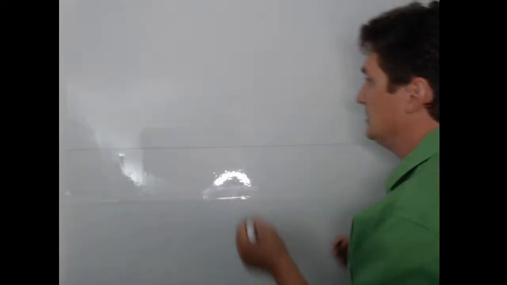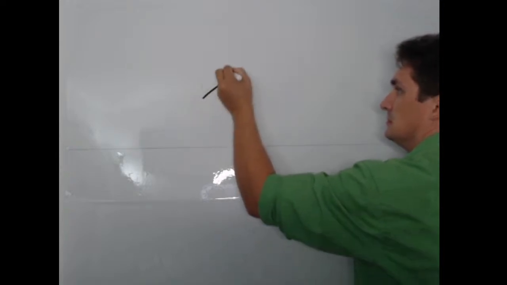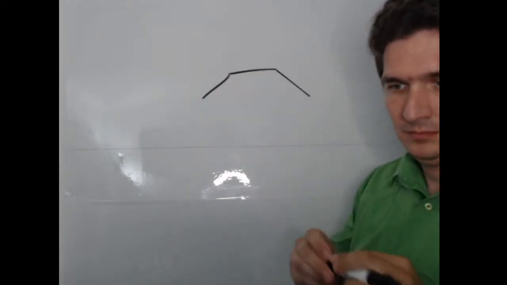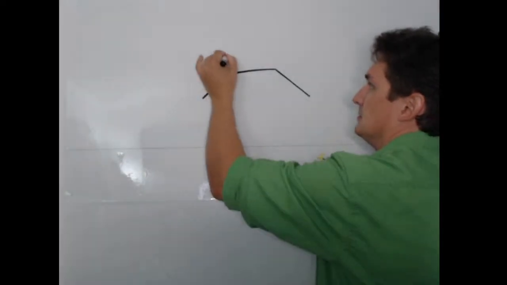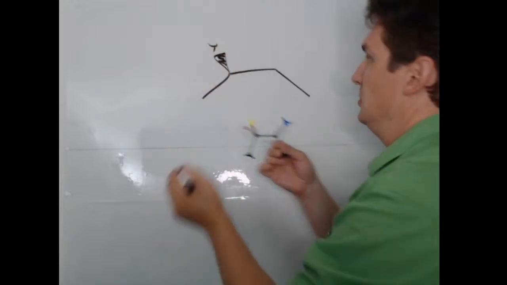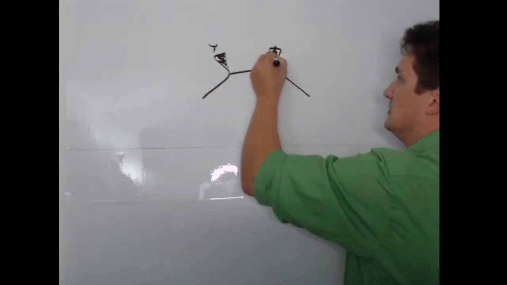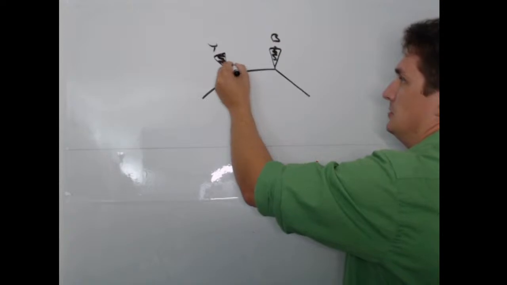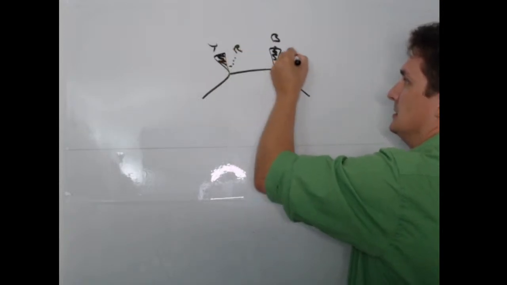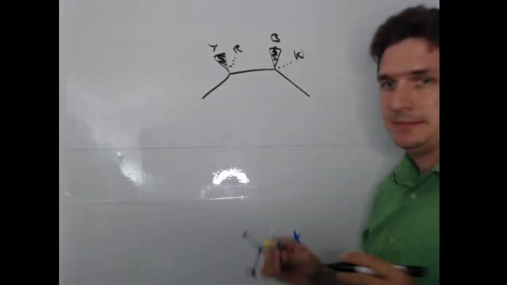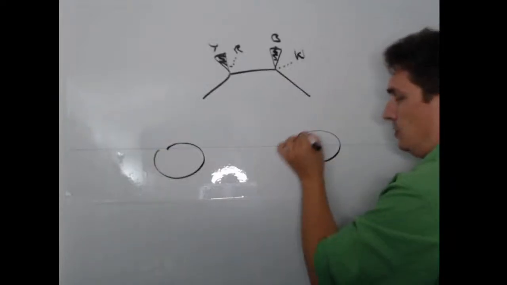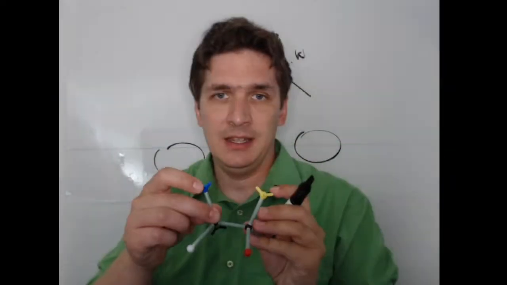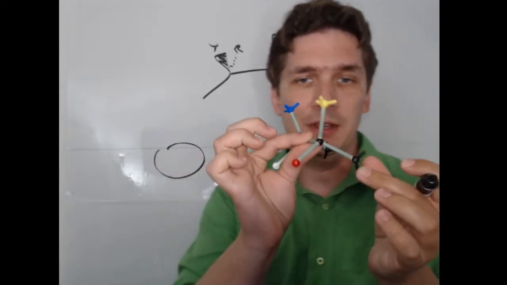So the way this is going to be drawn is I'm going to have yellow coming out front, blue coming out front, red going back, and white going back. And now I want to draw a Fisher projection. With the Fisher projection, what you're doing is you're turning the molecule and you're going to look at it down one bond.